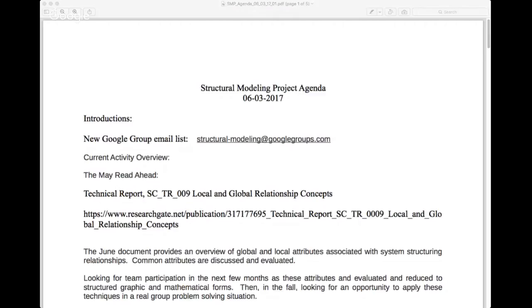And we're going to continue our discussion of relationships, structural modeling concepts. And in this particular episode, we're going to talk specifically about local and global relationship concepts. We've been working to organize and identify different components and parts of systems. Structural modeling was developed by Warfield. Reviewing some of his documents and publications, in this specific document we've focused down into the idea of the local and global relationship concepts.